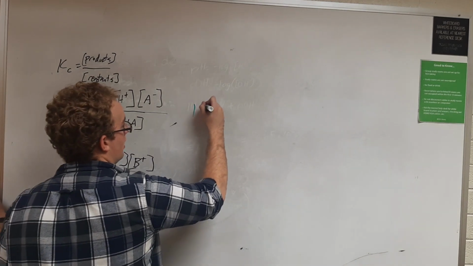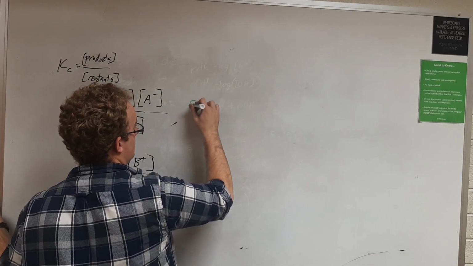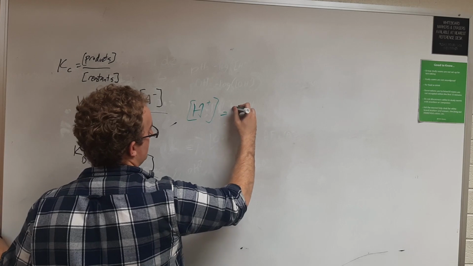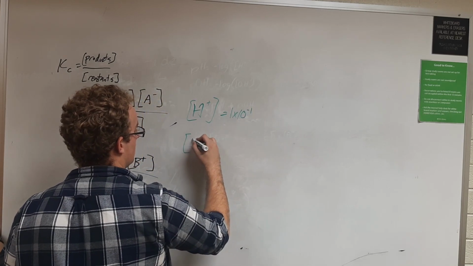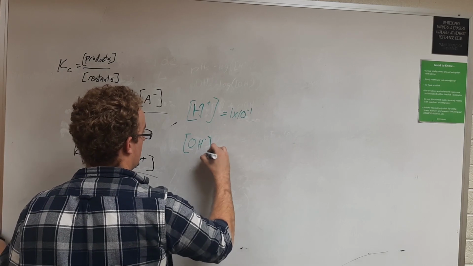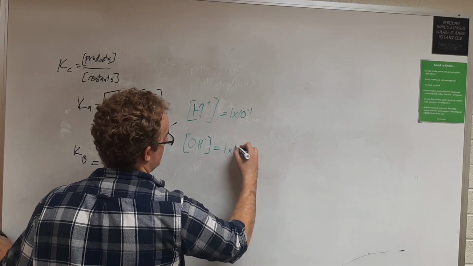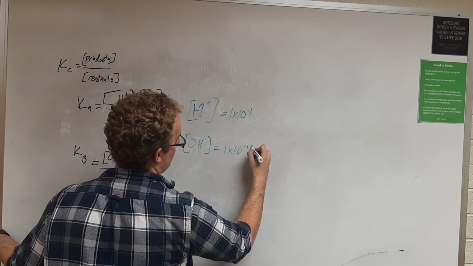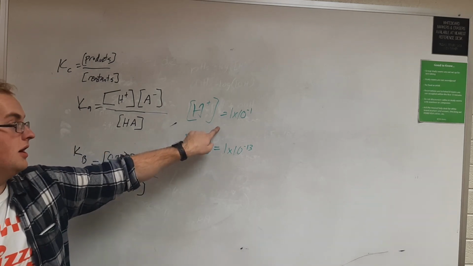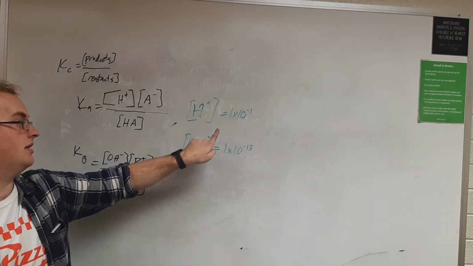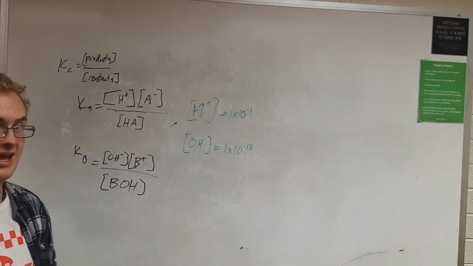Let's say your H+ concentration equals 1 times 10 to the negative 1, and then your hydroxide concentration is equal to 1 times 10 to the negative 13. You multiply those together, you get 1 times 10 to the negative 14, that's just fine. So that is a really large concentration of hydrogen ions. That means this is going to be really acidic.